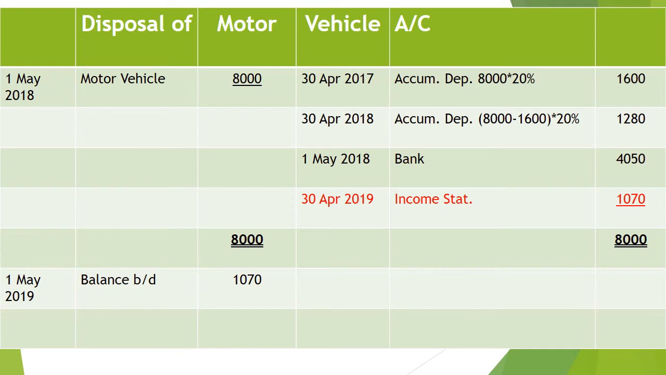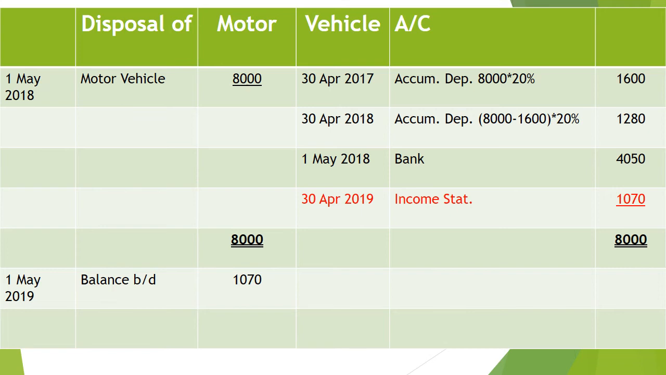At the end of the first year, that is 30th April 2017, accumulated depreciation is 8,000 multiplied by 20%, that is 1,600. And the depreciation of the second year, that is on 30th April 2018: because this is the reducing balance method, we will take the depreciation on the net book value, 8,000 less previous year's depreciation. The net book value of this asset after 1 year will be 6,400, multiplied by 20%, this will be 1,280.